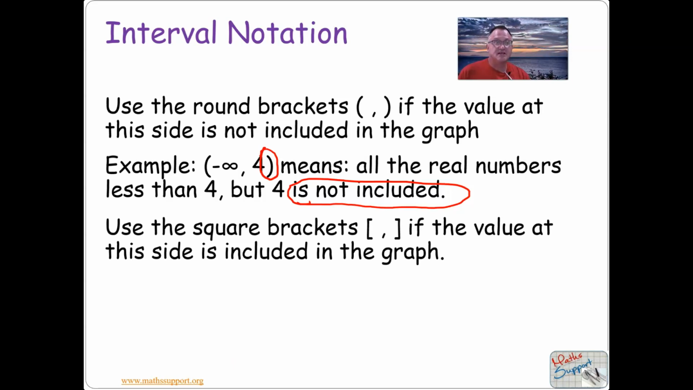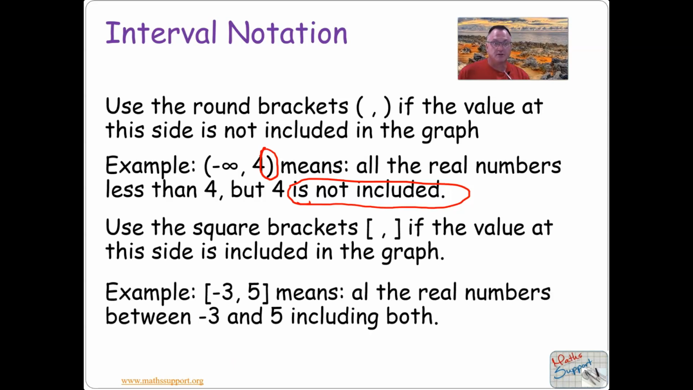Square brackets are used if we want the number included. So this would be all of the numbers from negative 3 to 5. So negative 3, negative 2.99999, negative 2.5, all the way up to 4.9999999, and 5. 5 is included here.